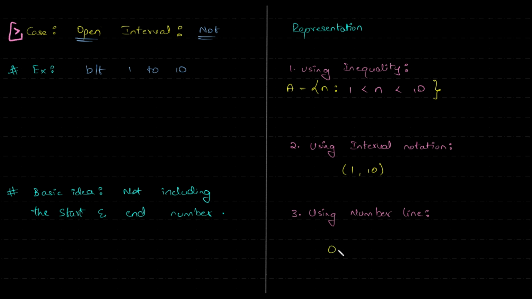Using number line, we'll just do this. You have a big circle which is not shaded. You just write 1 and 10 over there. So any number in between them is included and 1 and 10 are not included.